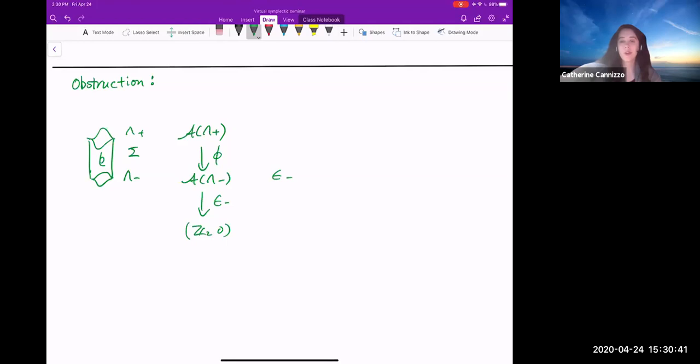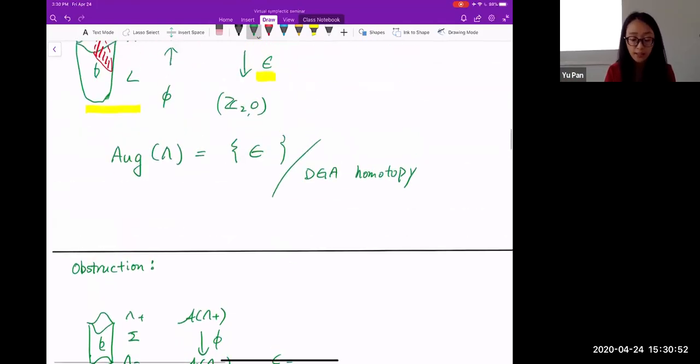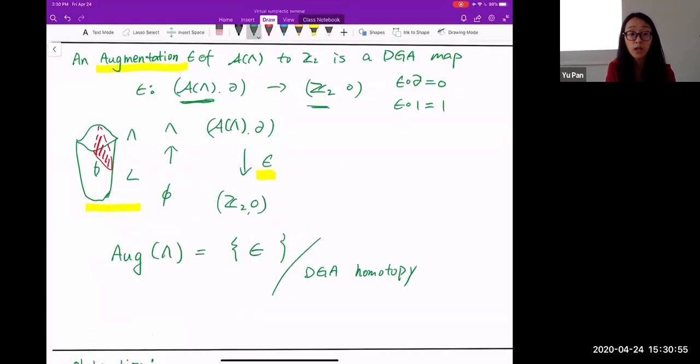Yes. I've got a question. Is the opposite true? Does every augmentation give rise to a filling? That is a very good question. The answer is no. Not all augmentations come from embedded fillings, but if we extend the geometric meaning and allow immersed fillings to induce augmentations, then all the augmentations to Z2 come from possible immersed fillings. Good. All right. Thank you for the question.